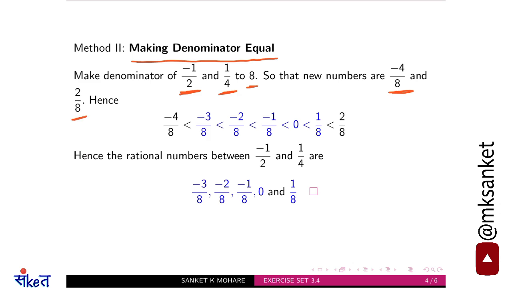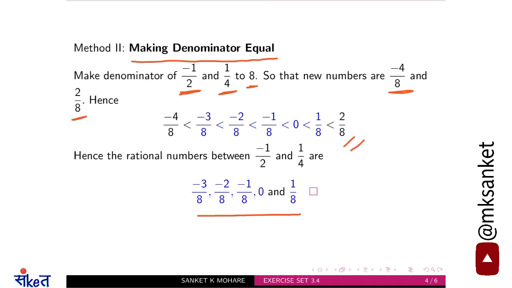We can easily find the rational numbers between negative 4 by 8 and 2 by 8, that are negative 4 by 8 less than negative 3 by 8 less than negative 2 by 8 less than negative 1 by 8 less than 0 less than 1 by 8 less than 2 by 8. Hence the rational numbers between negative 1 by 2 and 1 by 4 are negative 3 by 8, negative 2 by 8, and so on, 1 by 8. So this is a method.